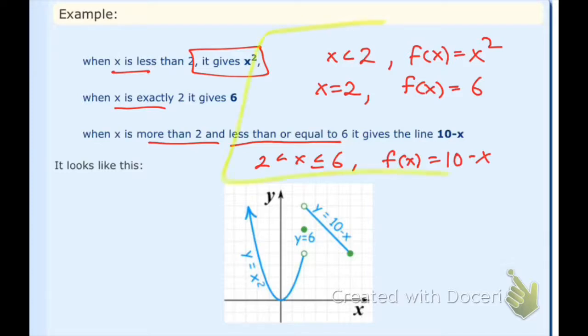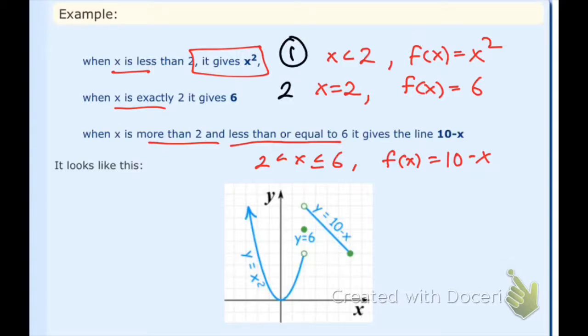Now, it's not the actual notation we're going to be using. I'm just explaining the concept. So we have three different intervals, three different pieces or sections to this graph. This one right here corresponds to this one. So whenever I pick a number on my x-axis that is less than 2, well, the graph I'm going to use, the function I'm going to use, is this one. That's my first section.